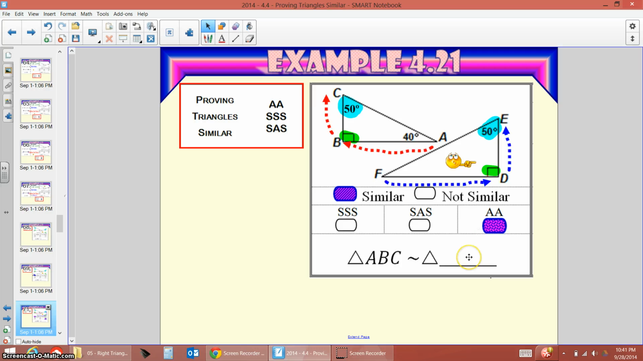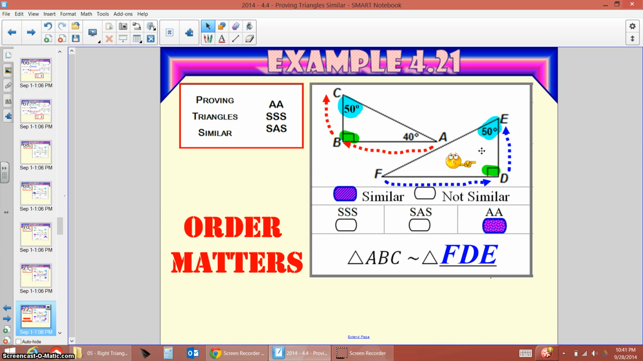the similarity statement. If you'll notice, we start at A, and go to 90, and go to 50. Well, the only angle on the bottom triangle that doesn't have a marker is F. So we have to start at F, because it's the 40-degree angle. And then we go to 90, and then we go to 50. So our answer is going to be FDE. Do not mix up the order on these. I hate giving kids wrong answers when they're not paying attention to the order. The order matters.